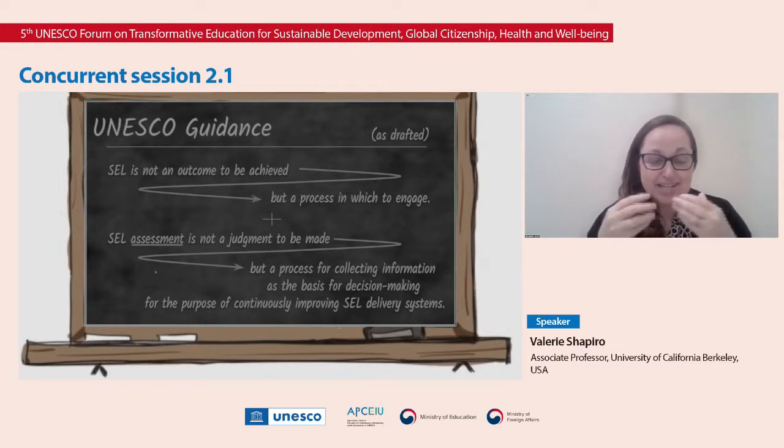So the guidance document that we're working on, as drafted, reminds us that SEL is not an outcome to achieve, but a process in which to engage. And given that, it would also be true that SEL assessment is not just a judgment to be made, but a process for collecting information as the basis for decision making for the purpose of continuously improving SEL delivery systems.